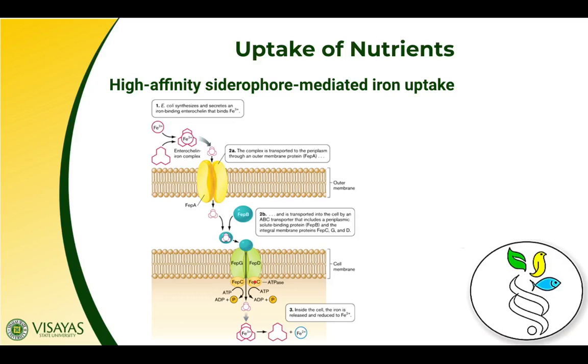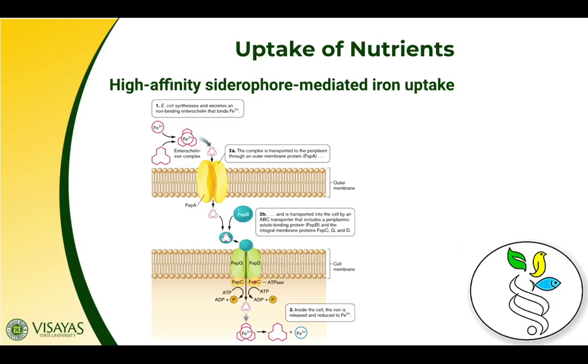As the iron-enterochelin complex is transported to the periplasm, a solute binding protein now will transport it through this ABC transporter. Okay, so this is another representation of a high affinity siderophore-mediated iron uptake.